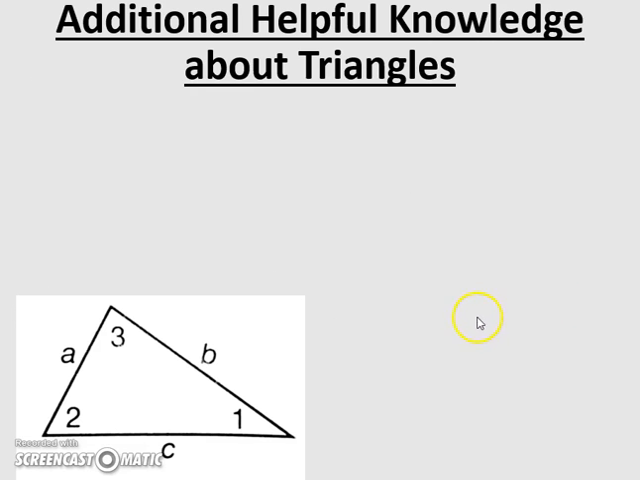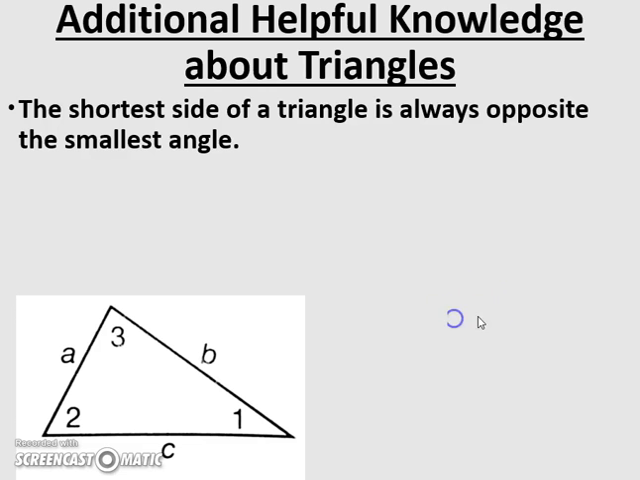Now let's look at the truth that I was telling you about. This is additional helpful knowledge about triangles. The shortest side of a triangle is always opposite the smallest angle. So if you look at this triangle, this segment right here, segment A, is the shortest. So if you look across from it, angle 1 is the smallest. So the shortest are angle 1 and side A. Those are the shortest.